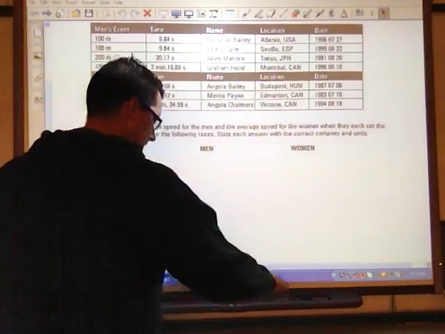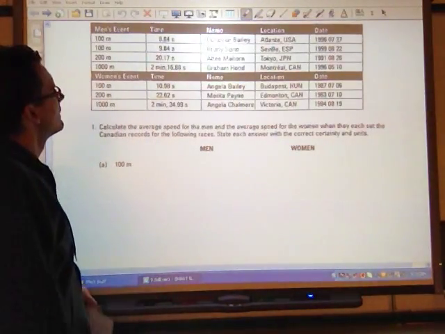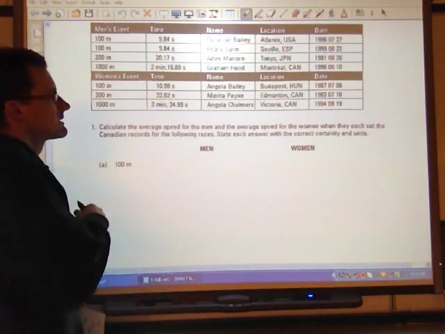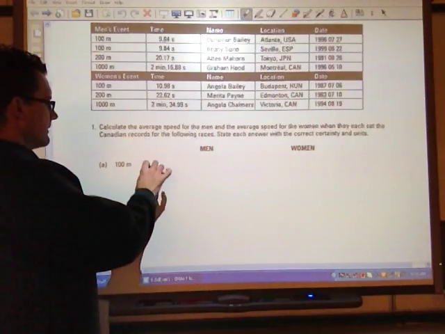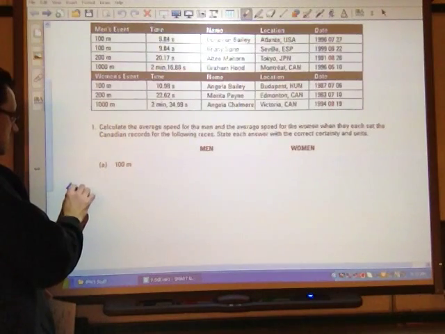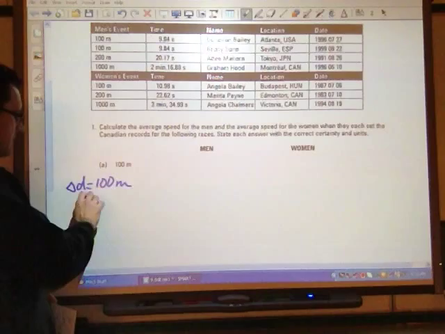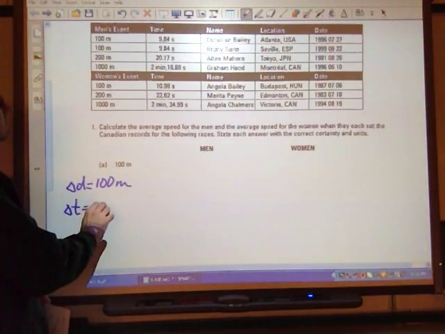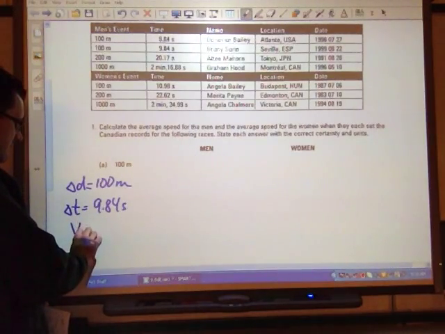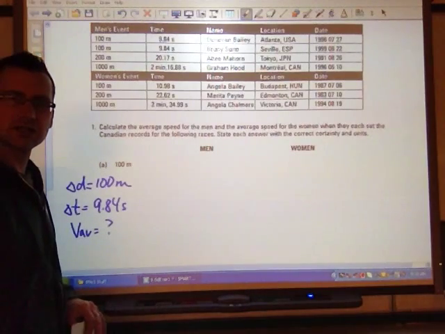So first of all, let's set it up here. For men, there's a tie here. The 100 meters is done in 9.84 seconds. Basically, same calculation for both people. We do know D, we do know T, so we could do this off to the side. D is equal to 100 meters. Time is equal to 9.84 seconds. And then V average is the big question mark. That's what we're actually asked to find.